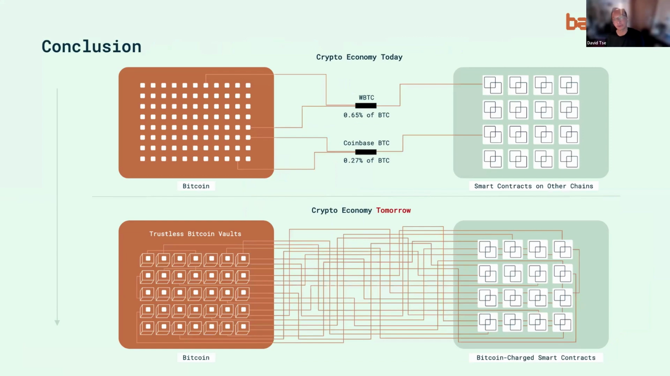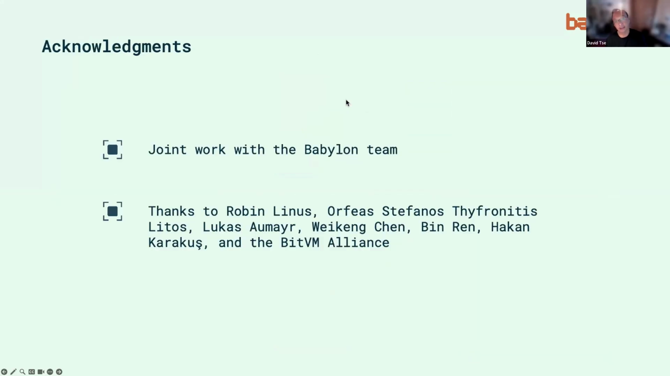All right. So that's the crypto economy that we're trying to build, which is essentially to have a strong connectivity between Bitcoin and the smart contract. And we're hopefully able to overcome this trust bottleneck that we currently see. Great. So as I mentioned, there's a lot of collaboration here with the so-called BitVM Alliance, a lot of work done with the Babylon teams, and we thank all these folks.